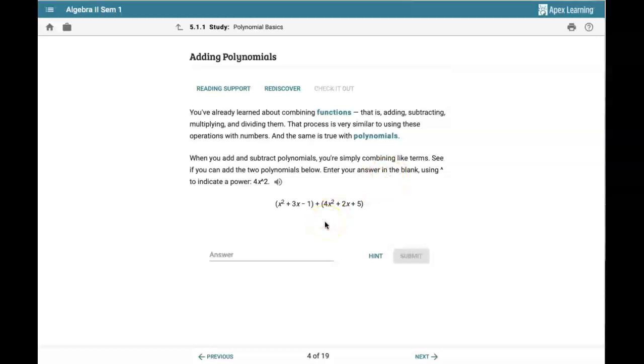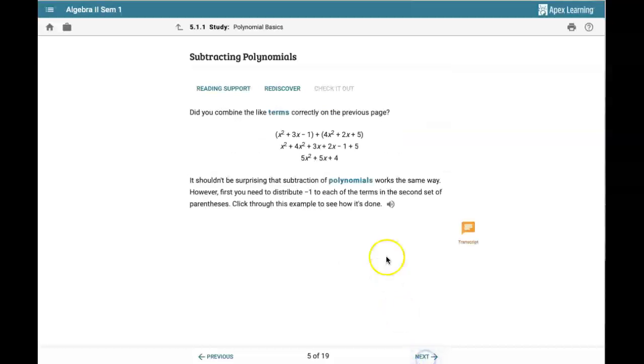We can combine functions in the same way we've done with the previous functions. We can add, we can subtract, we can multiply, we can do all of those things. So if we look here at this problem, x squared plus 3x minus 1 plus the quantity of 4x squared plus 2x plus 5. Since this is a positive sign, we're just going to combine like terms and add them together. Combining those like terms, there's nothing different to do. All right, so we can simplify to this final version here.